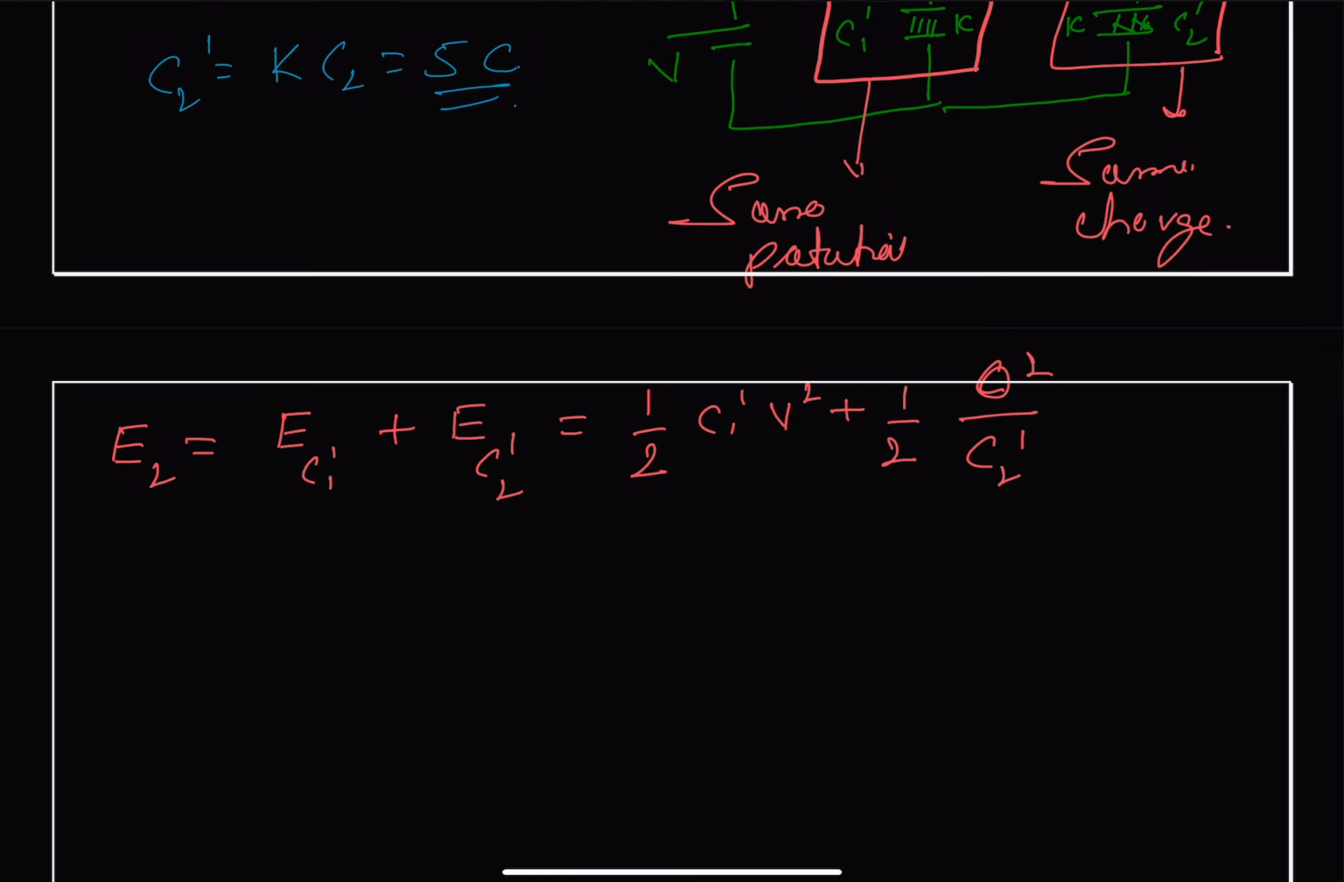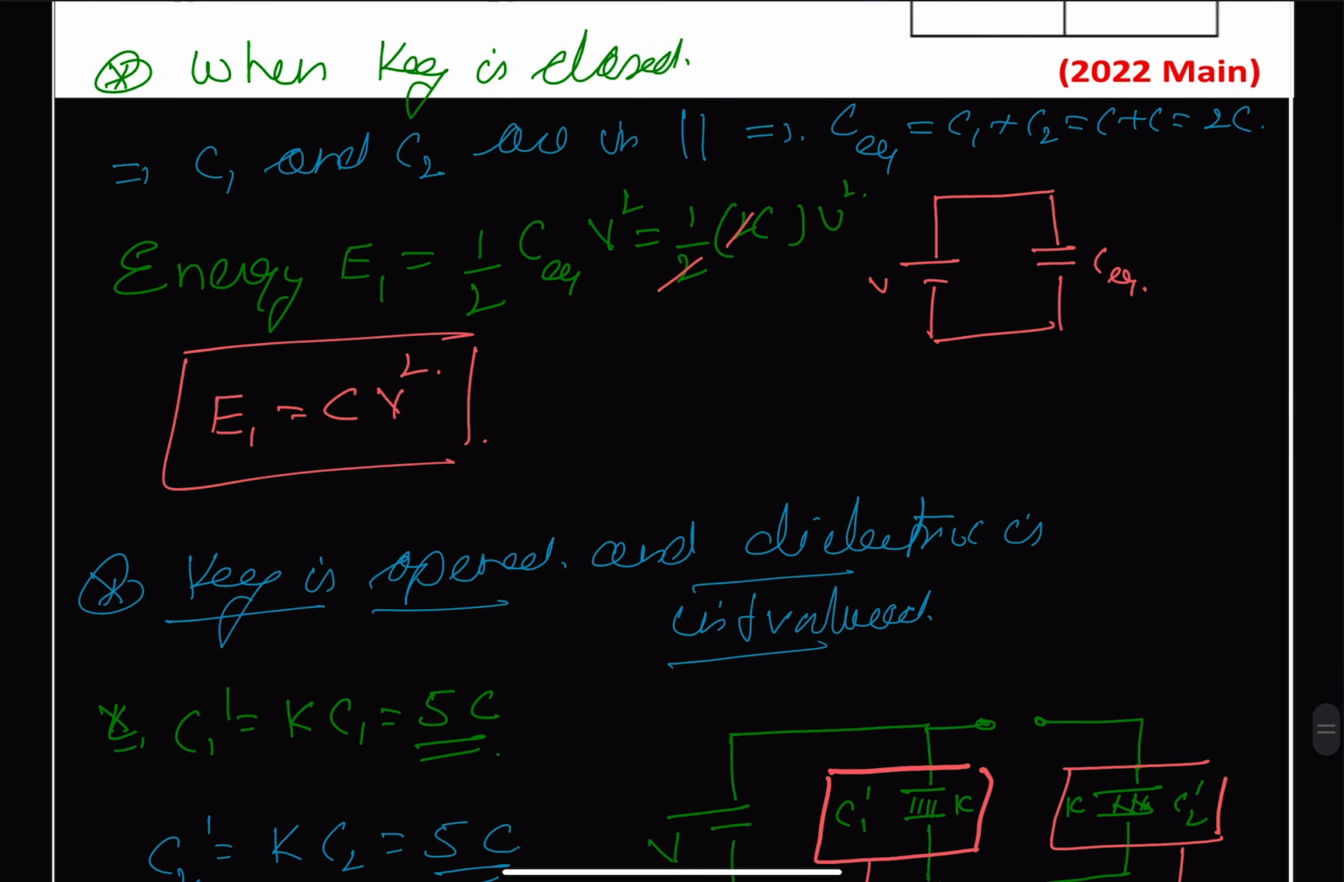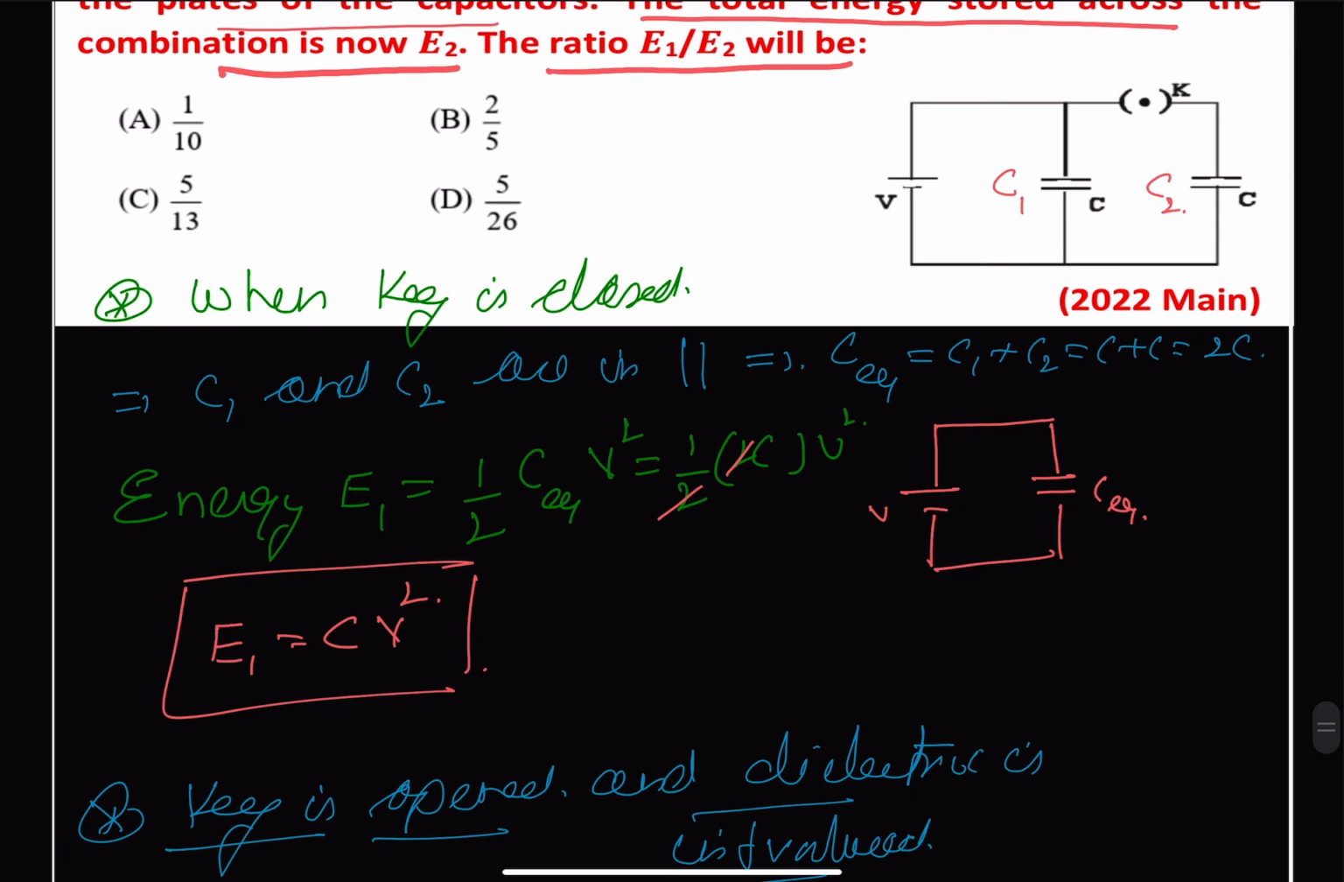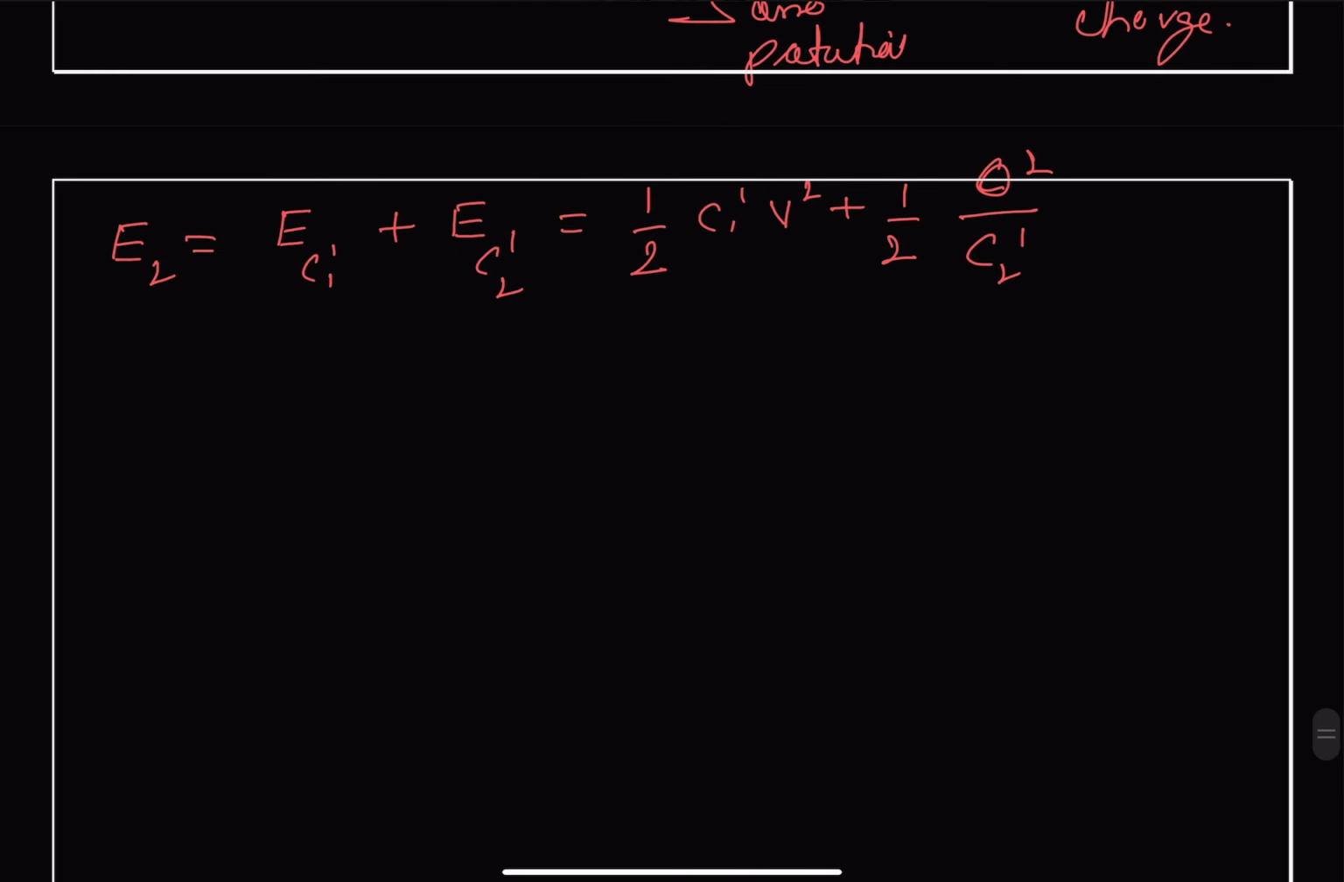And the initial charge on this, because it is a voltage source V, will be C times V. We substitute the value, and we get E2 will be equal to half, this comes as 5 times C V square plus half CV whole square, because charge is going to remain conserved. So C2 prime is 5 times C.